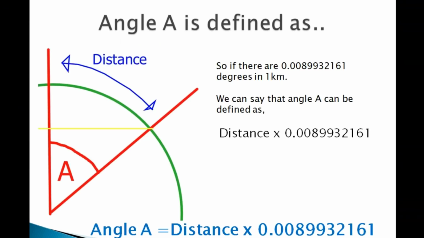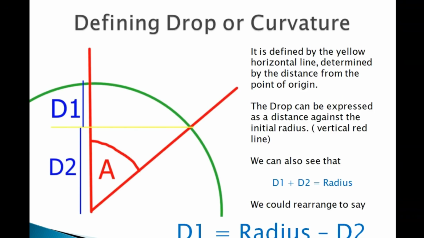So I'd like to now make a statement, or try and make a definition. We can say that angle A, when we're traveling along a ball, is defined by the distance in kilometers multiplied by 0.00899326161. So we can see that if we traveled 1,000 kilometers, it'll be 1,000 times that, which will be close to 9, 8.99. So now we've got a way of expressing the distance traveled in terms of circumference.